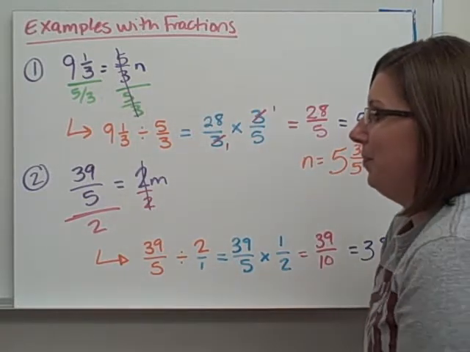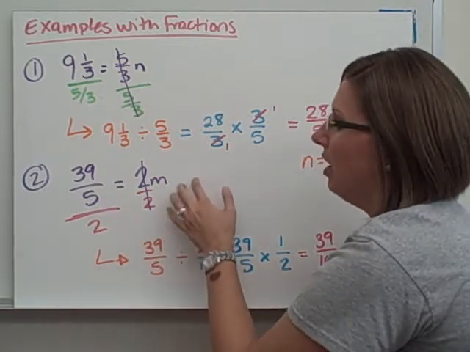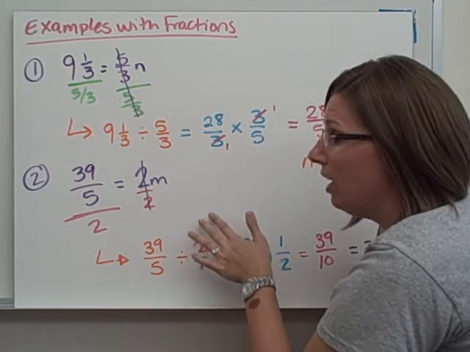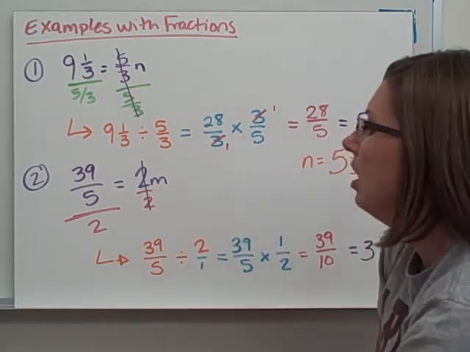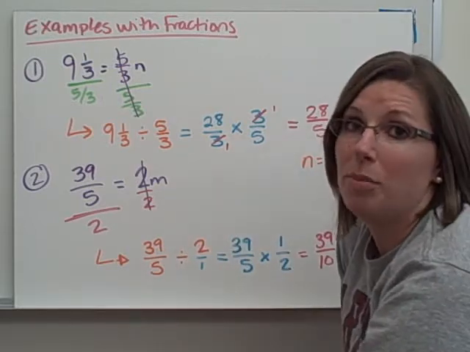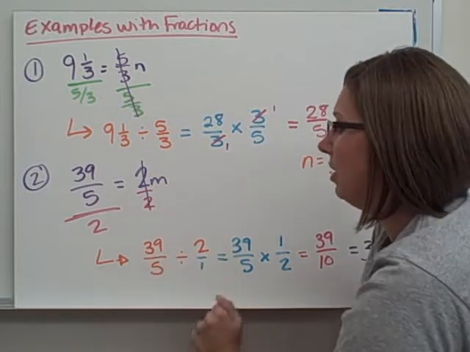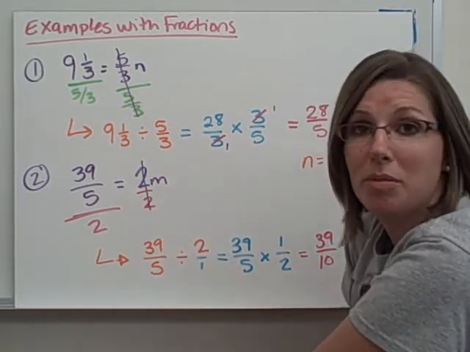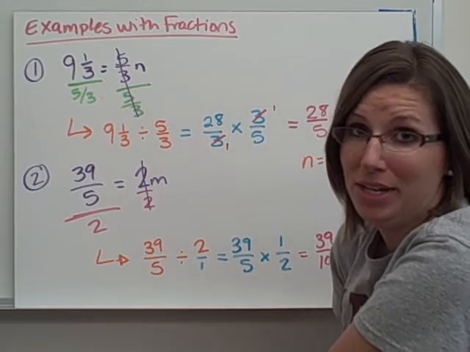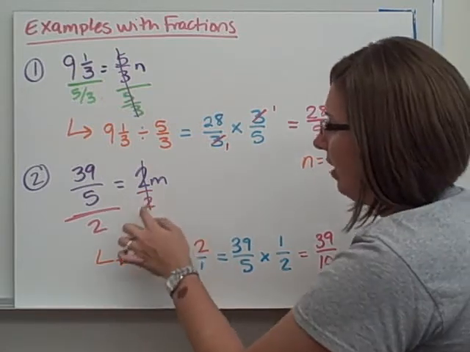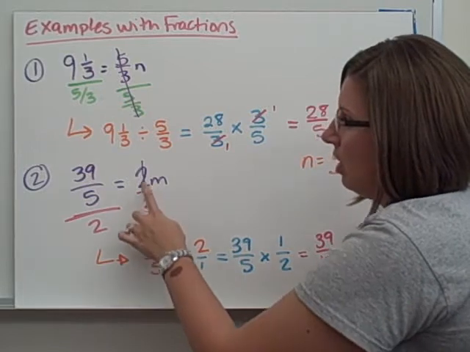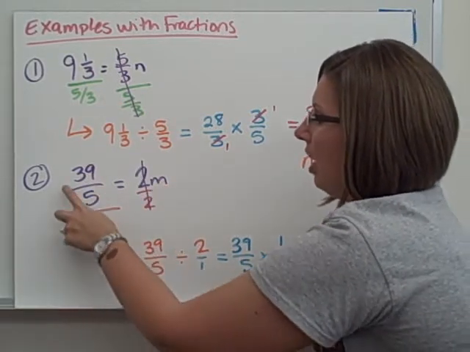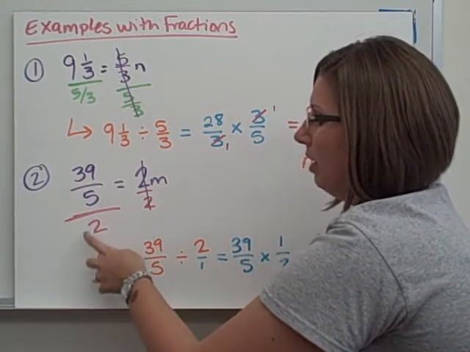And number 2. Again, my variable is over here on the right side. That's okay. I don't need to rewrite my problem. I can just start using inverse operations from this step. So what's happening to m? I'm multiplying by 2. What's the opposite of multiplying by 2? Dividing by 2. So I divide both sides by 2. 2 divided by 2 is 1. I'm left with 1m. And then I've got 39/5 divided by 2.